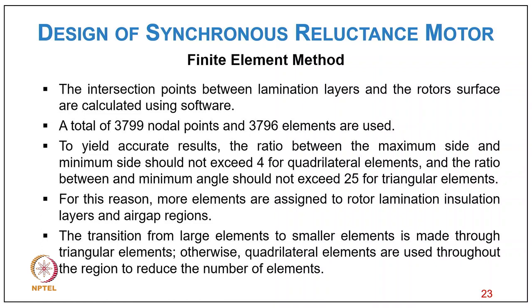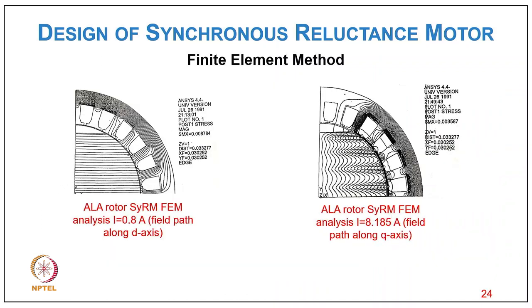The transition from large elements to small elements is made through triangular elements. Otherwise, quadrilateral elements are used throughout the region to reduce the number of elements.